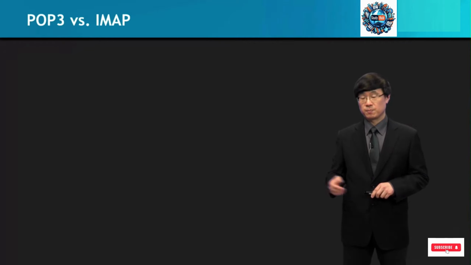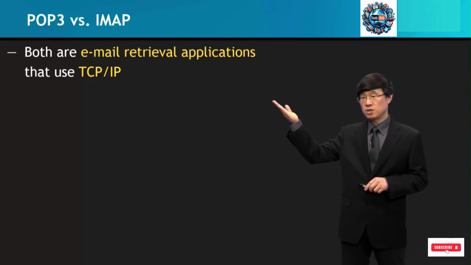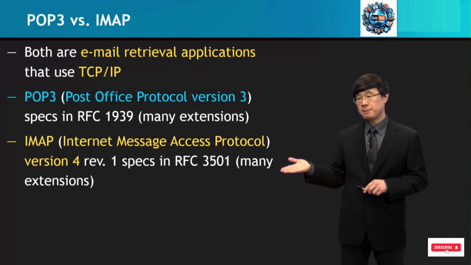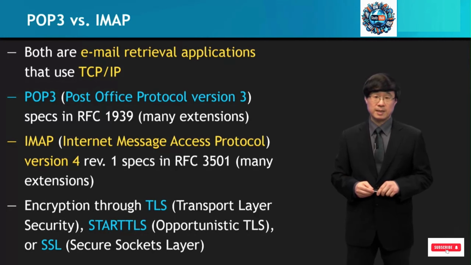Email. Now we're going to compare POP3 and IMAP. They are both email retrieval applications that use TCP and IP. POP3 stands for Post Office Protocol version 3. IMAP stands for Internet Message Access Protocol version 4. Encryption through TLS and STARTTLS or SSL can be used.